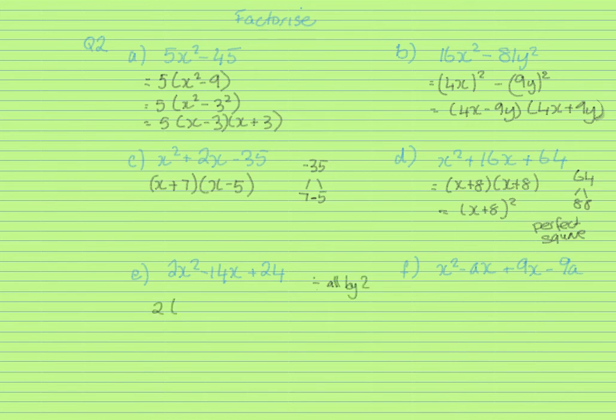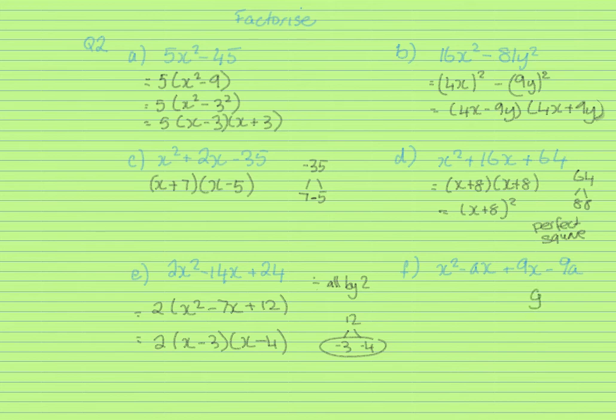With e, always check with all of the factorising you do whether you can divide through by a factor. So I can see that I can take 2 out first, and then I'm thinking of the factors of 12 that add to minus 7, and I've got my two numbers there, so it's factorised.